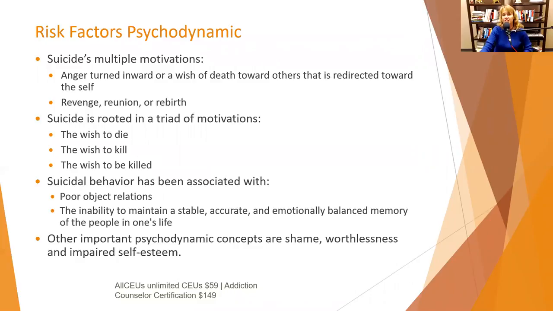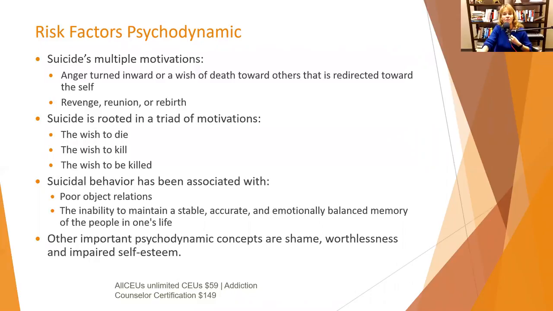Suicide has multiple motivations. We don't know why people do it. There are some theories: it's anger turned inward, or a wish of death toward others that's redirected toward the self. That's obviously more psychoanalytic in nature. And revenge, reunion, or rebirth. Some people, when they kill themselves, are trying to get back at someone else. Some people can't take it anymore. Some people are doing it because they don't want to be a burden to others. And there's probably a million other reasons, but those are three big categories.